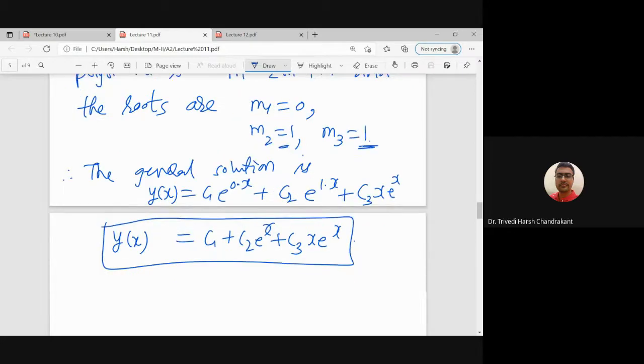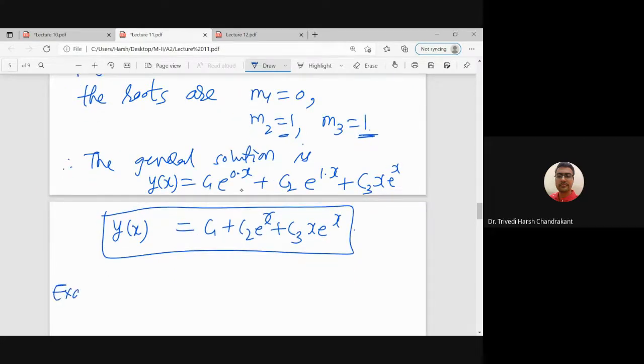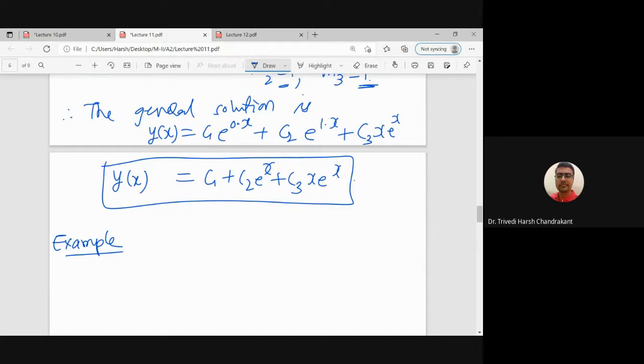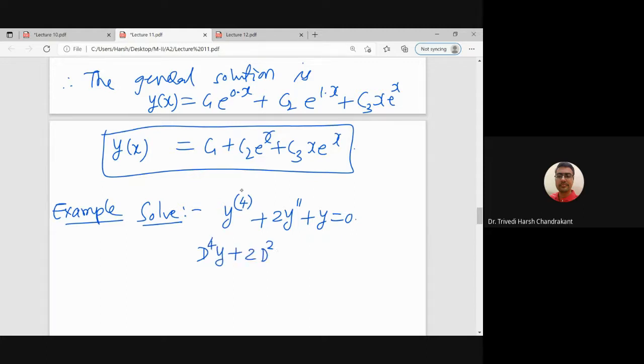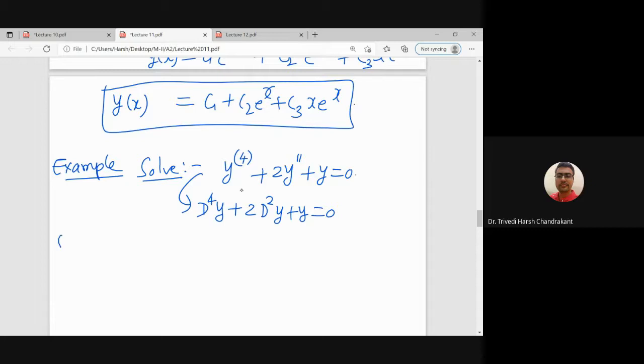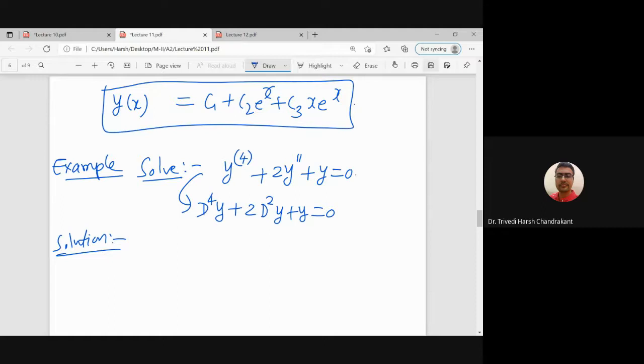Now, the final case we want to discuss is the complex case. So let us say we have a differential equation of the fourth order: fourth derivative of y plus 2y double dash plus y is equal to 0. This we can also write in the earlier notation we have defined: fourth derivative of y plus 2 times second derivative of y plus y is 0, right? This is another notation. Okay, so we want to solve this differential equation.